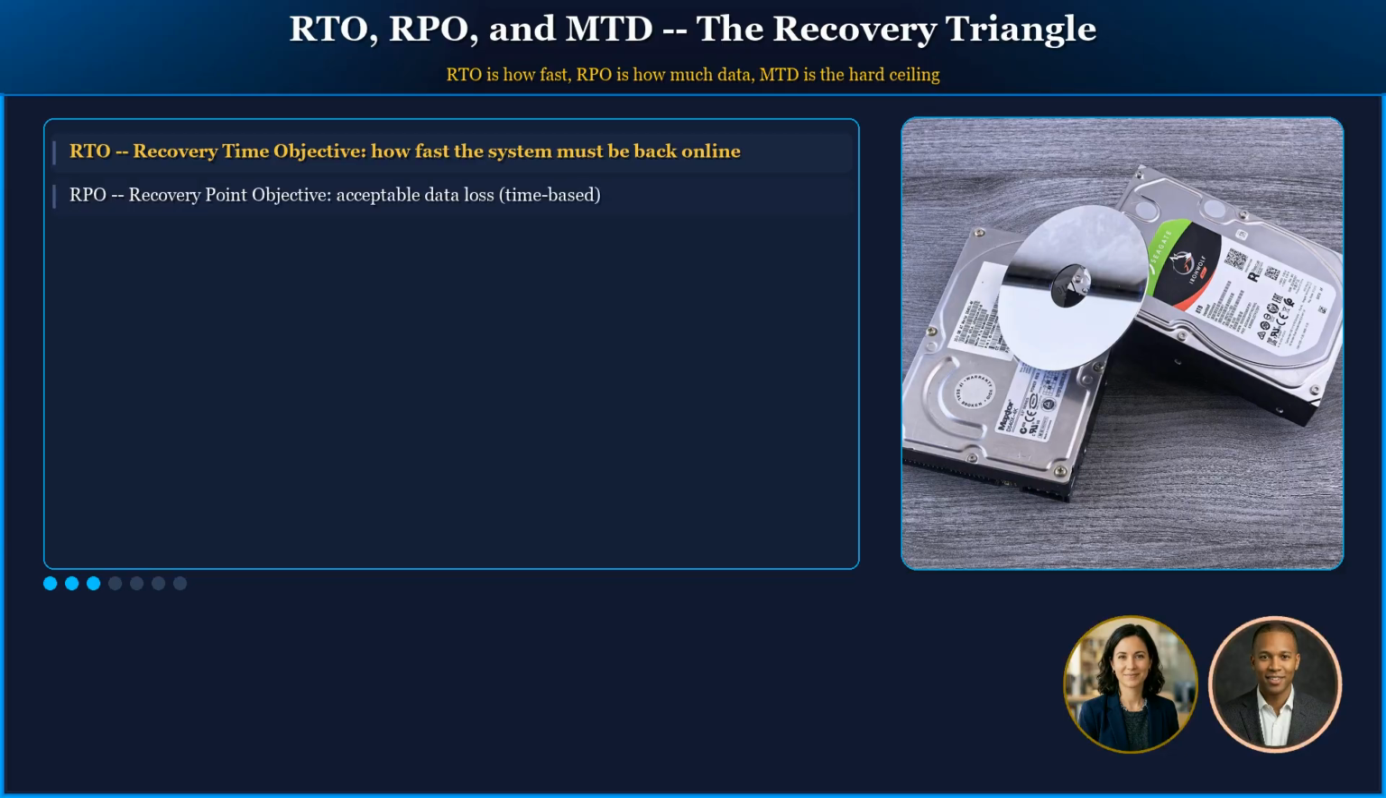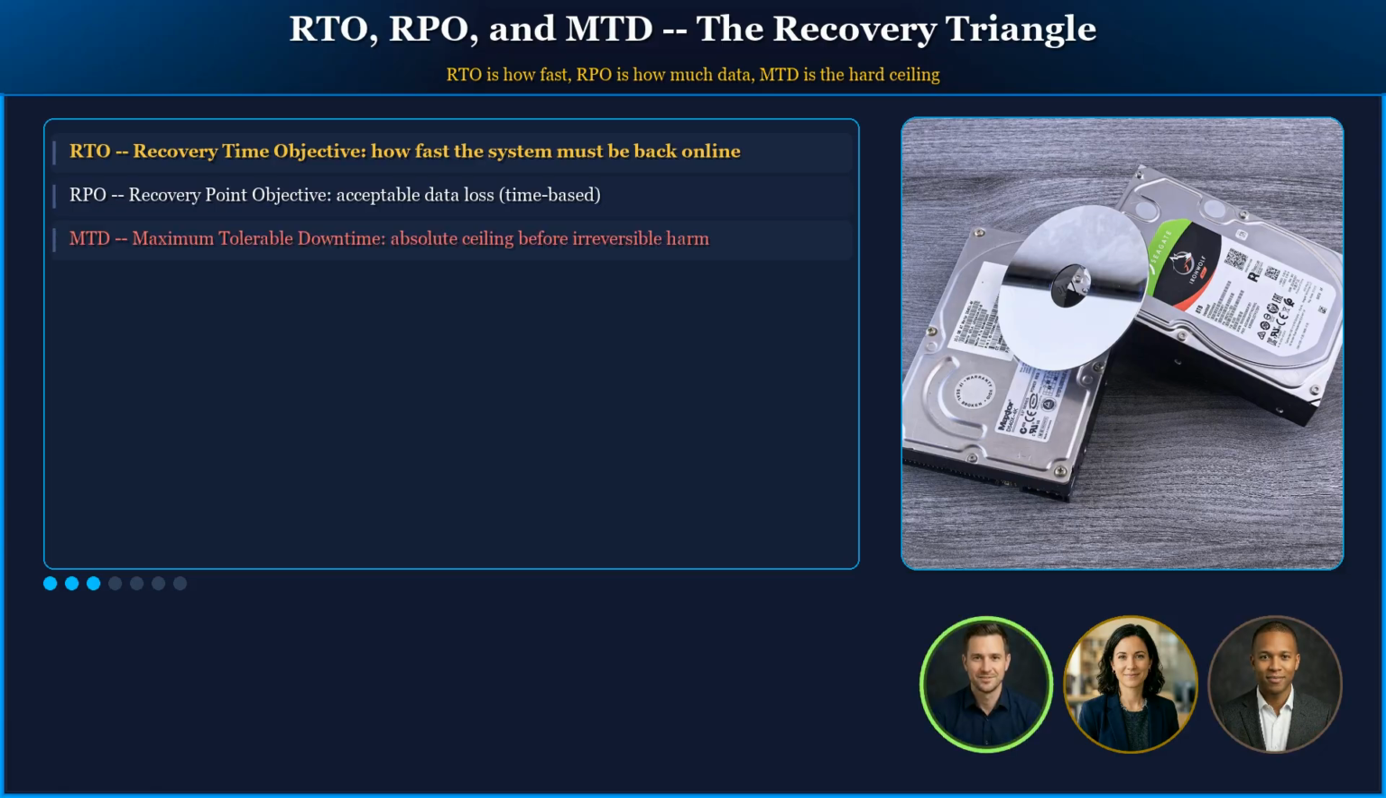Recovery time objective, or RTO, answers the question, once a disruption occurs, how quickly must this system be operational again? If your payment processing system has a recovery time objective of 4 hours, your business continuity plan must include a verified recovery path that restores it within 4 hours.